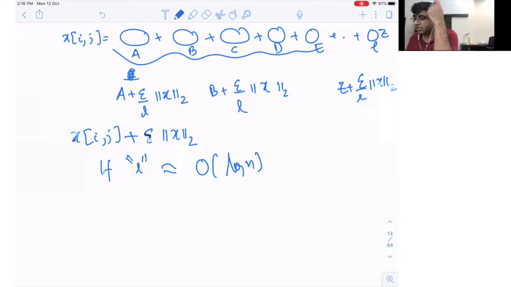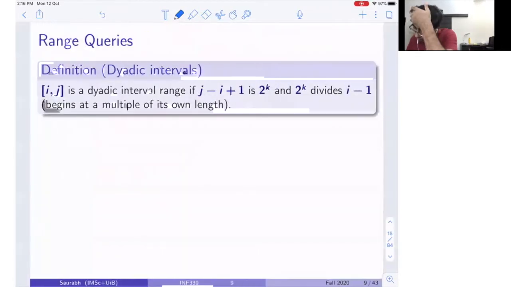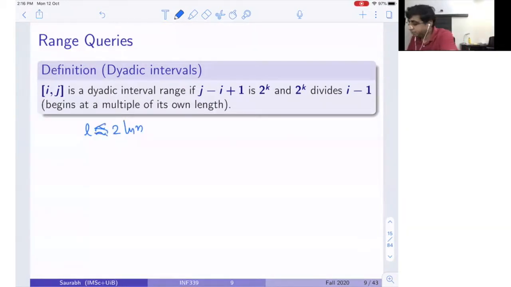So first, let's try to prove what dyadic intervals are. I already explained to you what dyadic intervals are. And how do you prove that given any interval i comma j, which is continuous within some range, it can be broken down? So L is like at most 2 log n actually. Okay, we'll see in a minute.